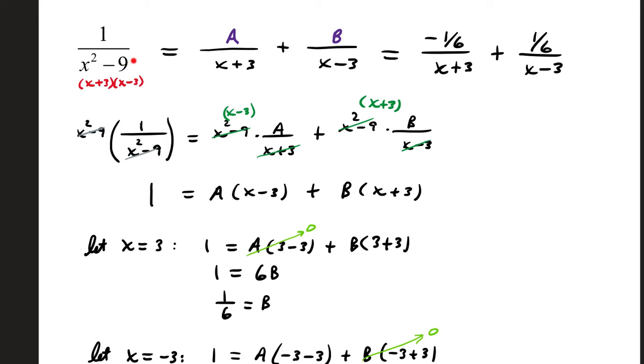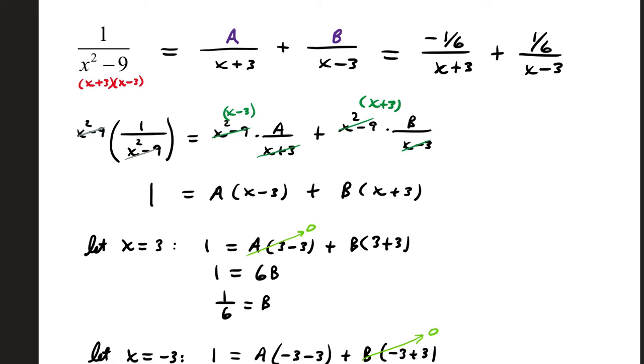This denominator is a difference of two squares. You can factor that as x plus 3, x minus 3. Take each distinct linear factor, create two fractions with each one as the denominator, and we will figure out what numerators will make these two equal the original fraction. Multiply both sides by the least common denominator, which is x plus 3 times x minus 3.